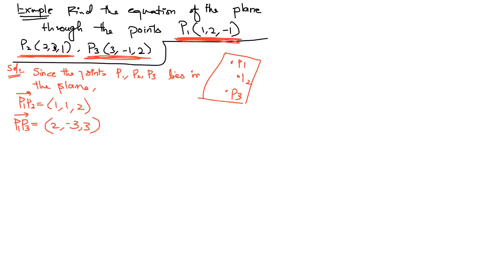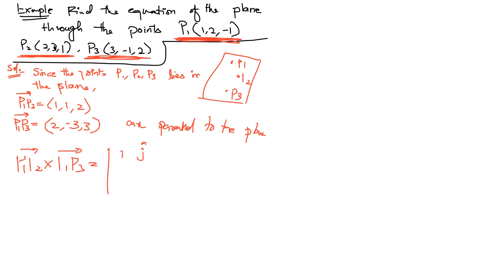Now we want to find the equation of the plane. These vectors are parallel to the plane because they lie in the plane, so you can find the cross product between them. P1P2 vector cross P1P3 vector is equal to the determinant with i, j, k, then 1, 1 and 2, then 2, minus 3 and 3.